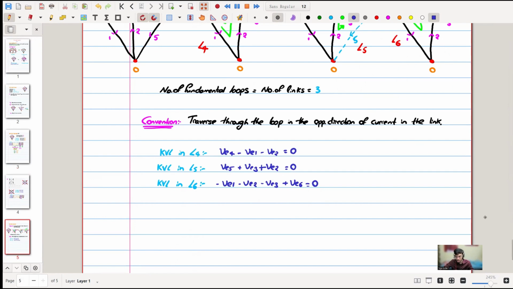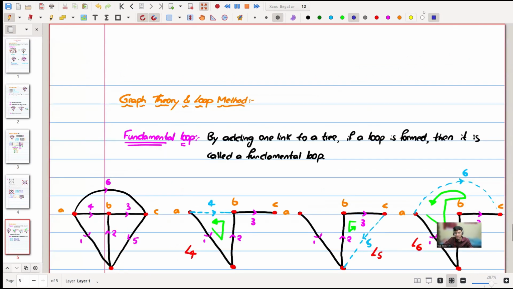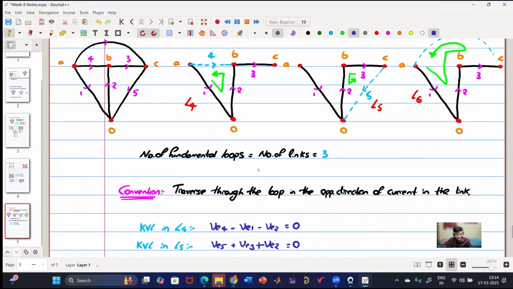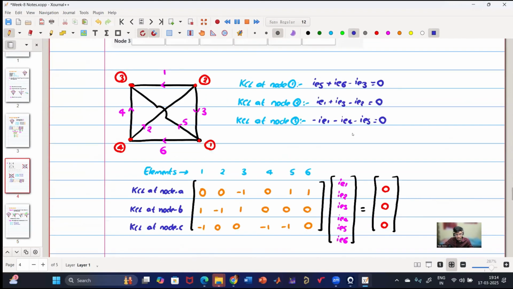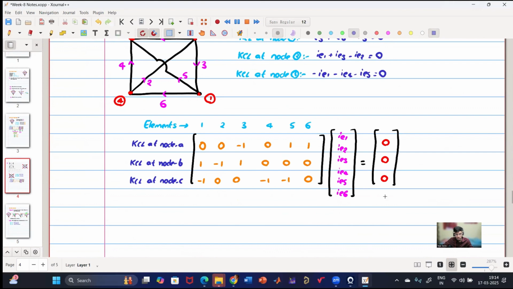Okay. So now let us write the same in terms of a matrix. Let me copy paste the same elements. Instead of currents, we have voltages. So it just saves time.